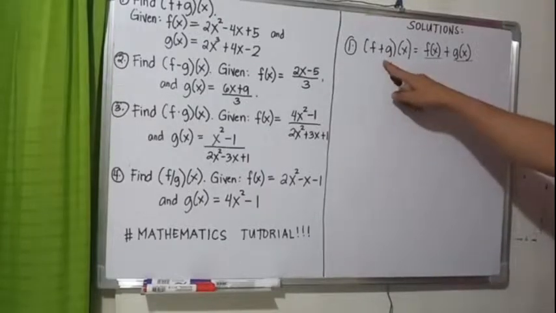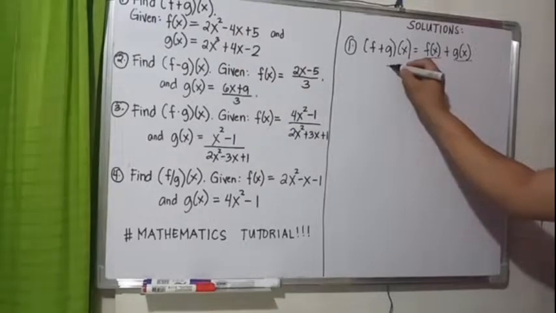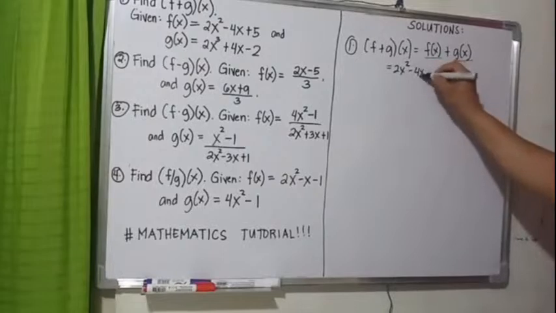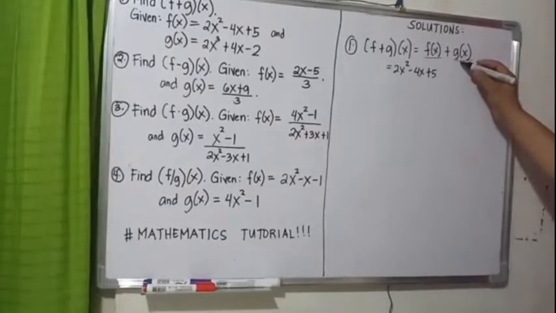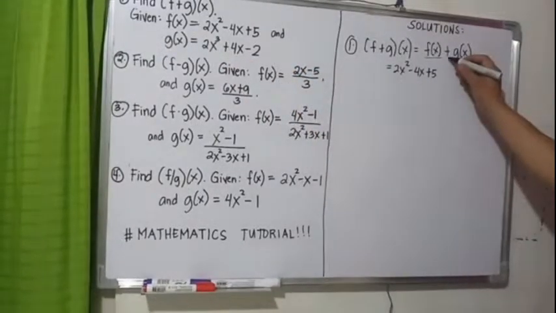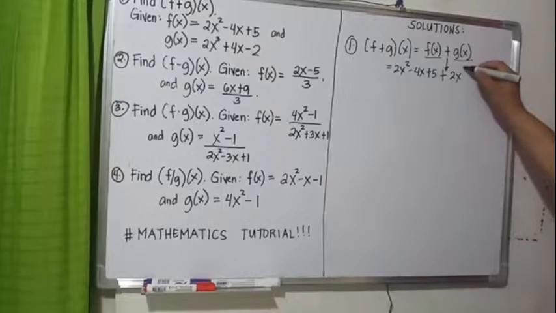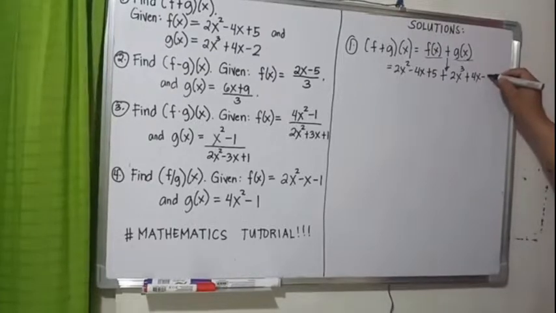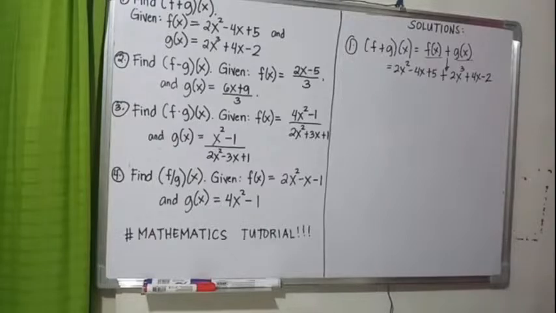Okay, so in this given example, ang value ng f of x is 2x squared minus 4x plus 5. So kopyahin lang natin. Next, yung value ng g of x is this one. So kopyahin muna natin yung sign. So plus 2x cubed plus 4x minus 2. So ito na yung equation natin. Then i-arrange natin yung equation, or you need to simplify this equation.